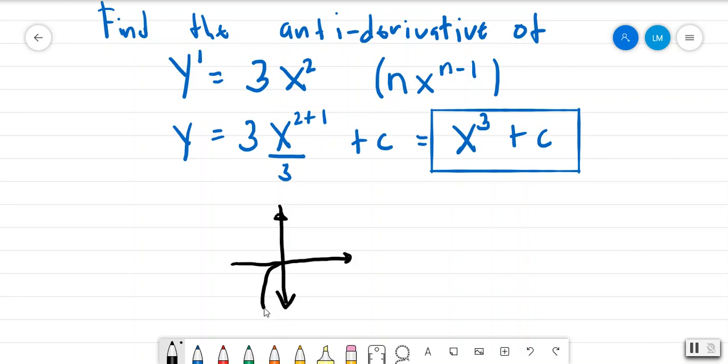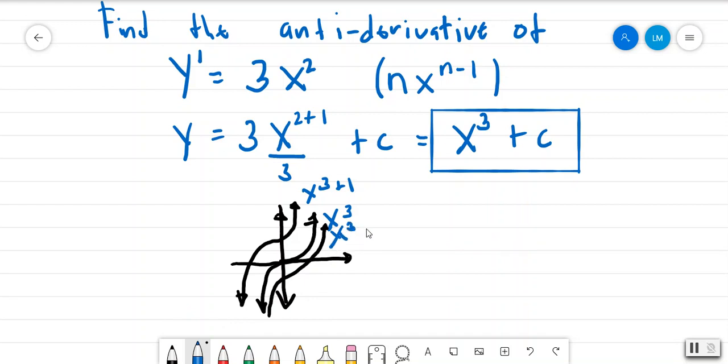So for example, this is going to be our function x cubed. Another example is x cubed plus 1. So we have x cubed plus 1, but then this one is x cubed. I can write another graph that looks something like this. That's a little tight in between, but hopefully you get the idea that this one is going to be x cubed minus 1. So these are what we call the family of curves.